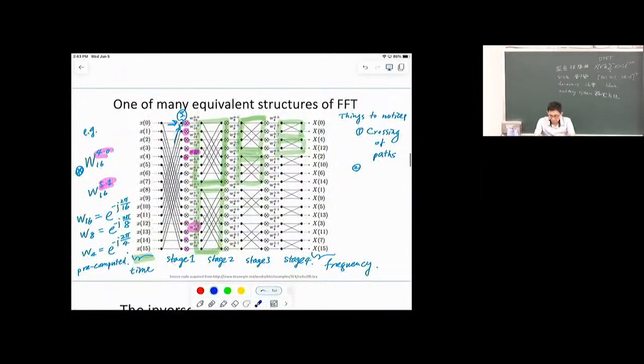Okay, so I was going to summarize our observations. 这些观察. We observe that there is crossing of paths. We also observe that we successfully, 不断地, successfully break the computation into subunits.